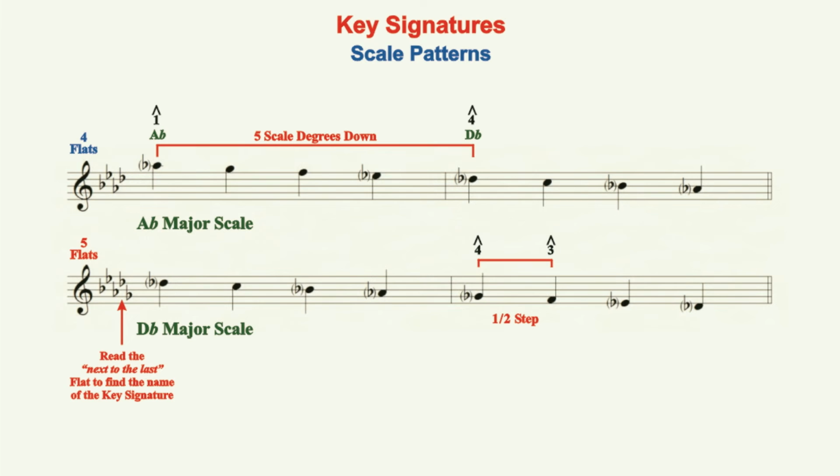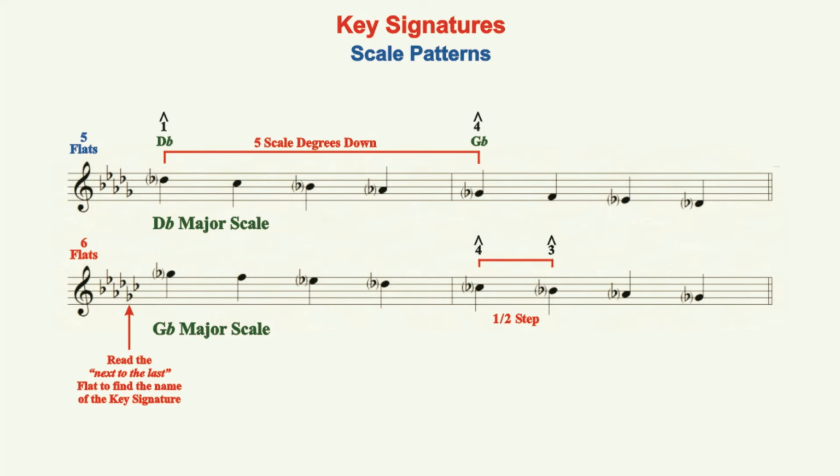Using the A flat major scale, we move downward by 5 notes to scale degree 4 or D flat. Constructing a D flat major scale, we lower its scale degree 4 from G natural to G flat in order to create our required half step. We add this G flat to the old key signature to obtain a new key signature containing 5 flats. To read the new key signature, we find the next to the last flat in the sequence to determine that this is the key signature for D flat major.